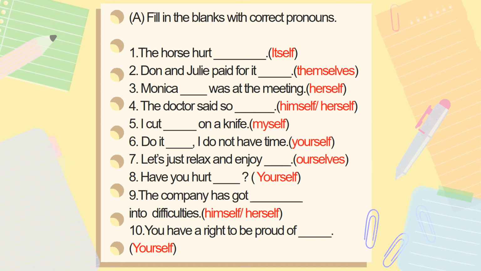Next one is Don and Julie paid for themselves. Here, Don and Julie are nouns, and for them we will convert the normal pronoun into the compound pronoun. So the answer will be Don and Julie paid for themselves.